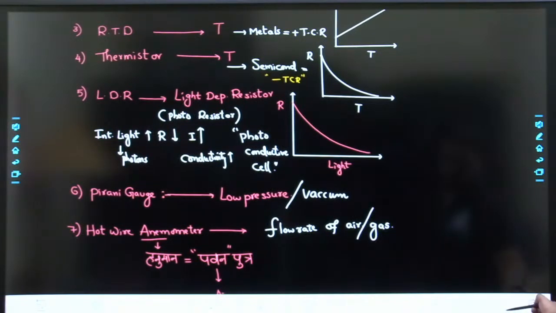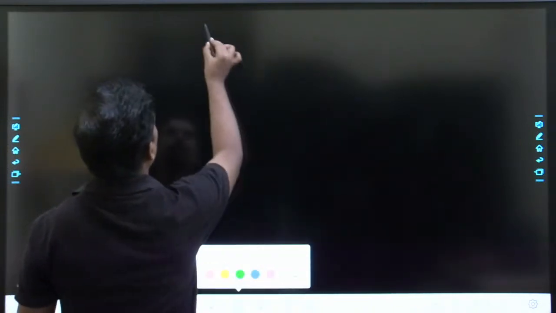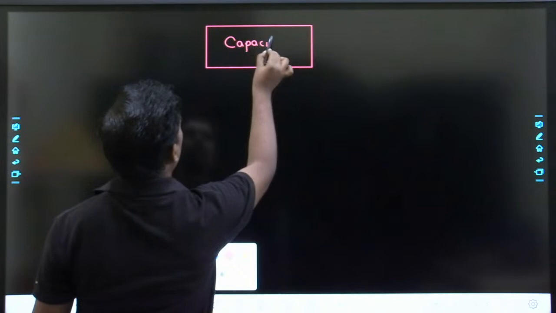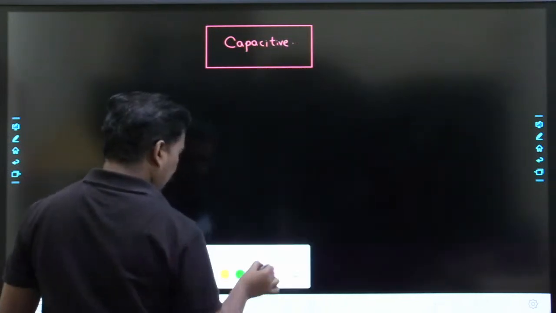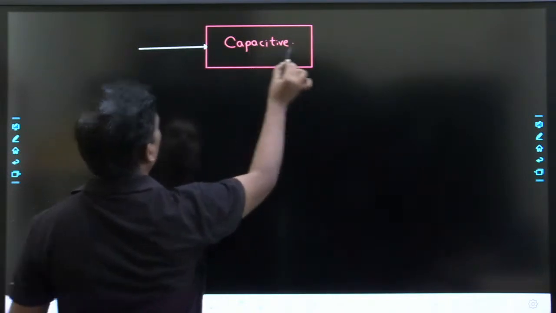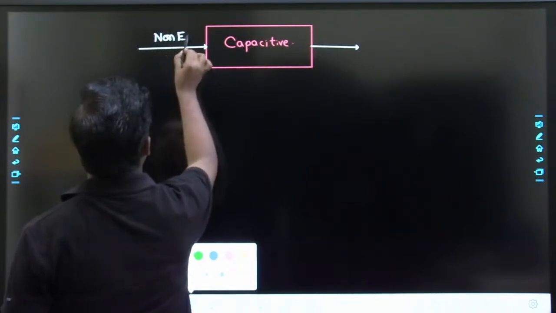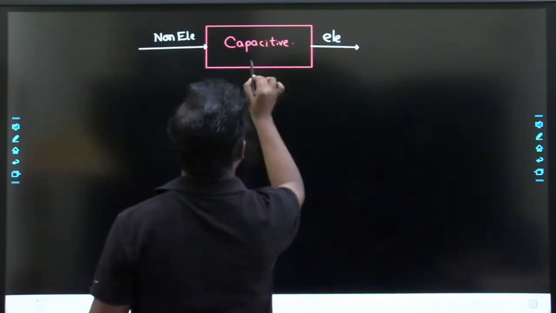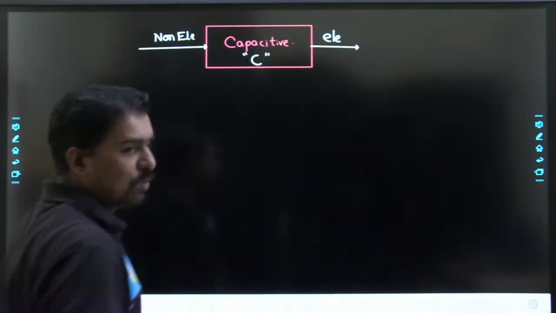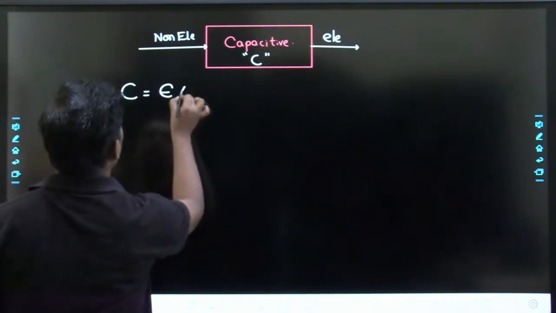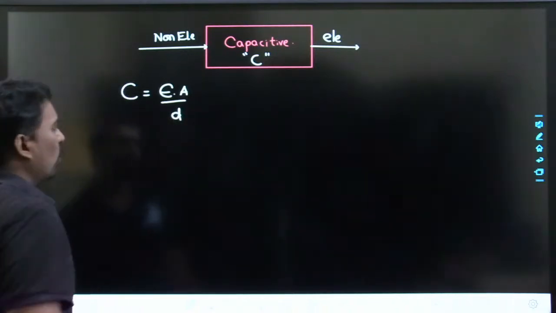Okay, so next comes capacitive transducers. What is a capacitive transducer? In a process of non-electrical to electrical conversion, if the capacitance principle is involved, that is called a capacitive transducer. The best example: capacitance C is equal to epsilon A by D, am I right? C is equal to epsilon A by D.